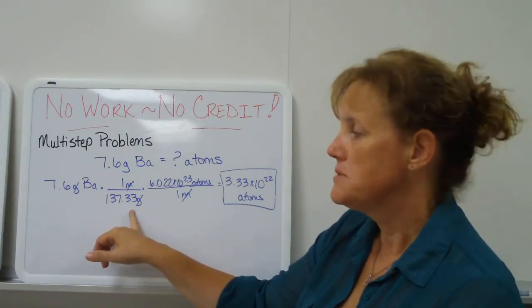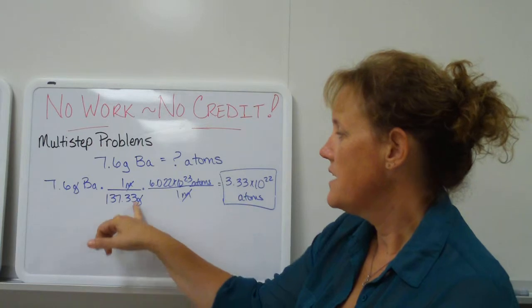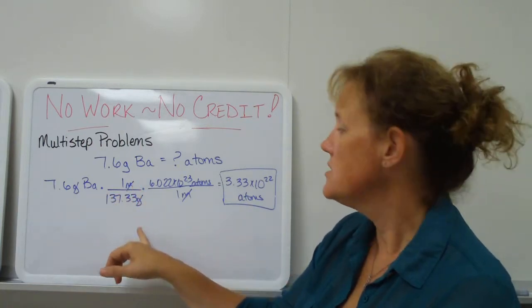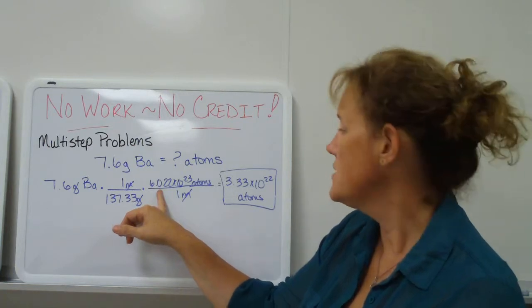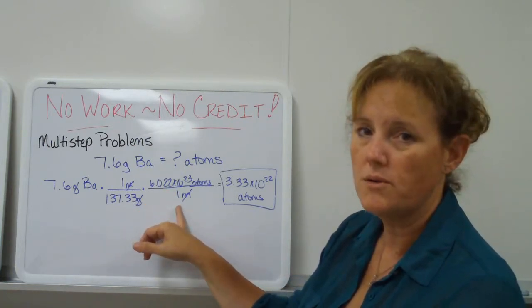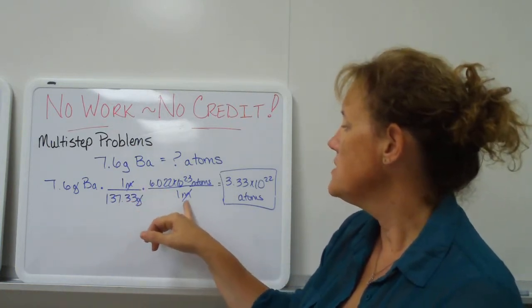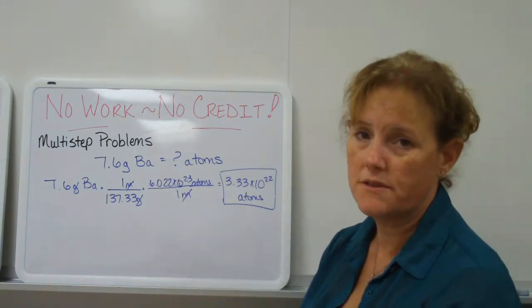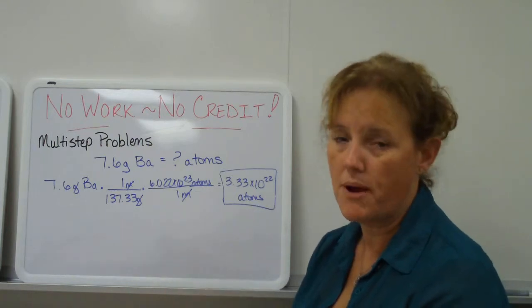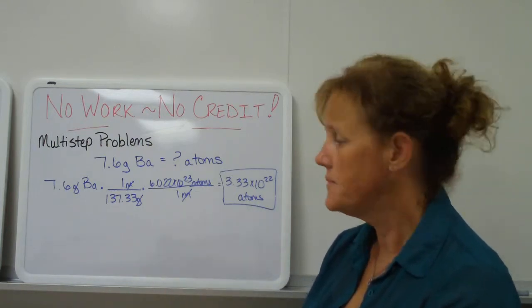Now I'm going to put the grams on bottom in order to cancel, and that leaves moles on top, which allows me to use Avogadro's number of 6.022 times 10 to the 23rd atoms over 1 mole in order to cancel my moles and get my final answer in atoms, which is what I wanted in the first place. So it's a two-step problem instead of a one-step problem.